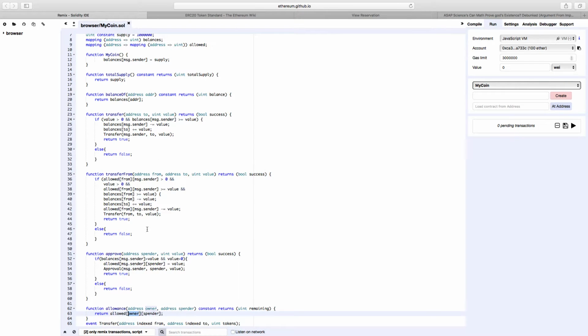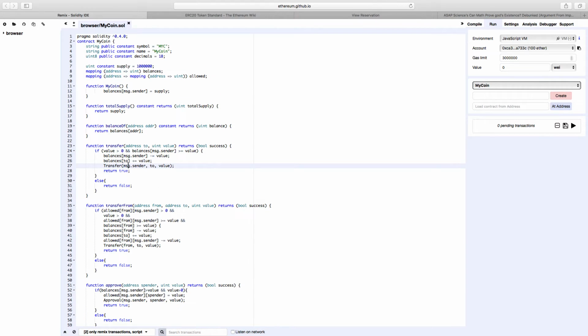What the transfer function does is you can transfer money from your account to another account. Here we need to make sure of two things. One is the amount you're trying to transfer is not zero. You want to transfer real tokens, you don't want to transfer zero tokens. So the amount has to be greater than zero, and the balance of your account has to be greater than value. You can't have 50 tokens and try to transfer 100 tokens.